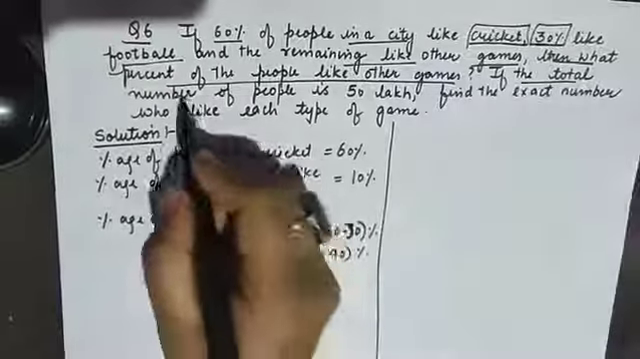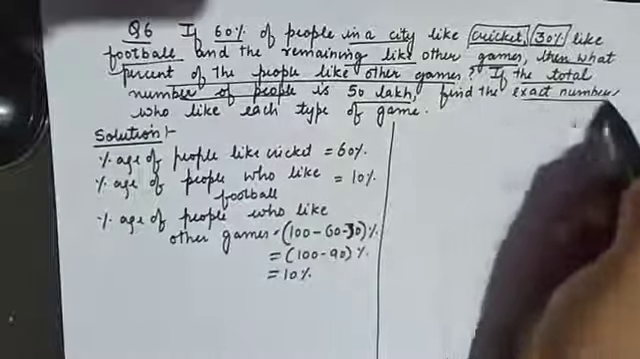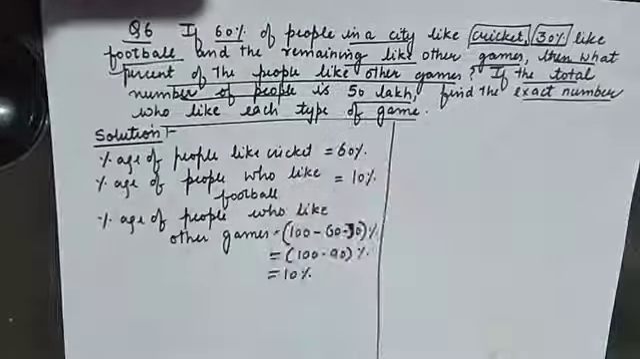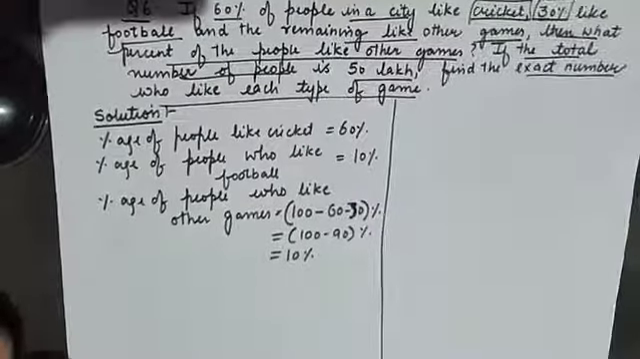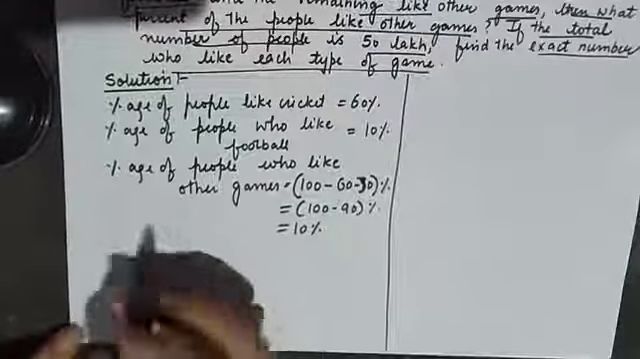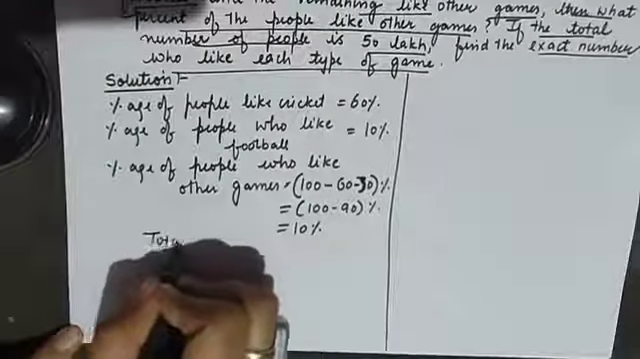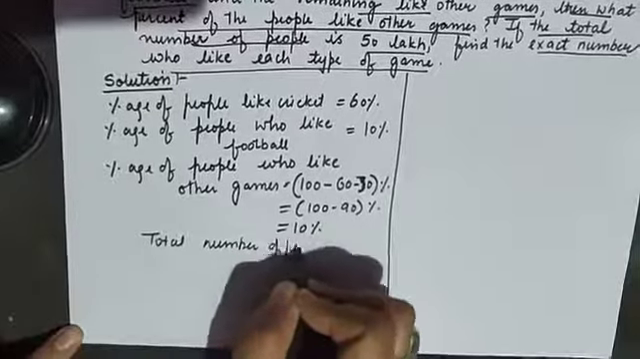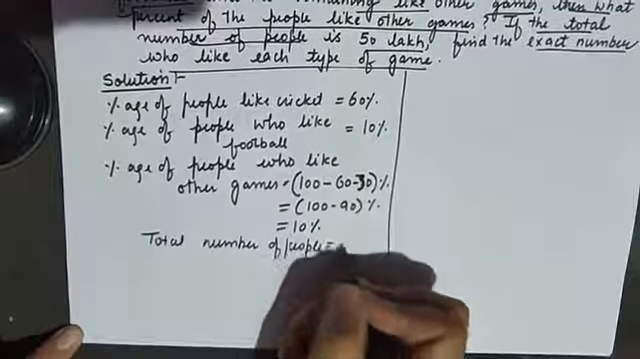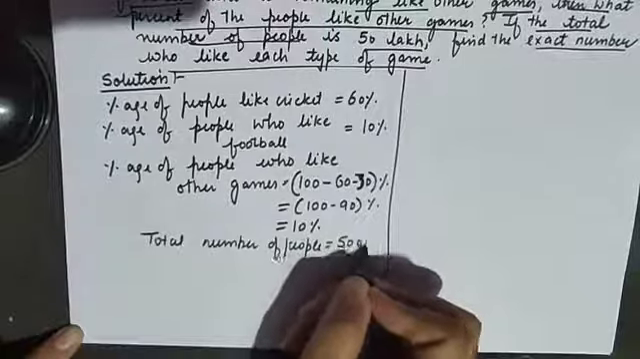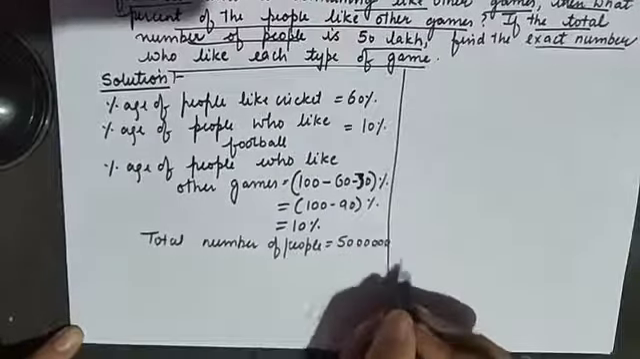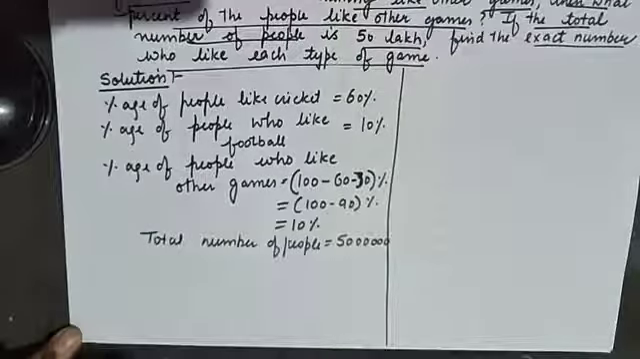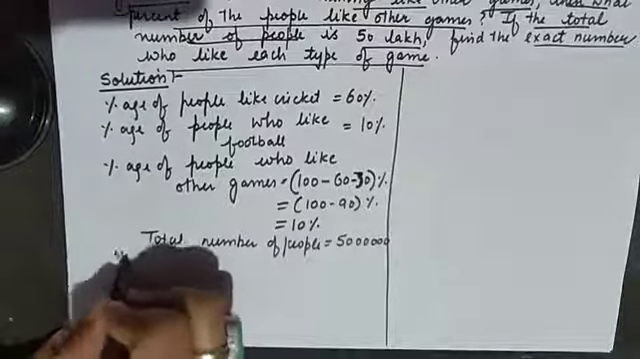So after this, let's see. If the total number of people is 50 lakh, find the exact number who like each type of game. Firstly, we found the percentage. Now we have to find out the exact number of people. So I will write the total number of people. It is given that the total number of people is 50 lakh here. So I am writing 5 and 6 zeros here, because it is 50 lakh.